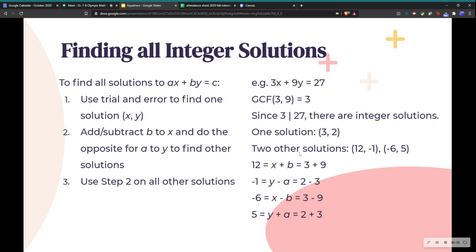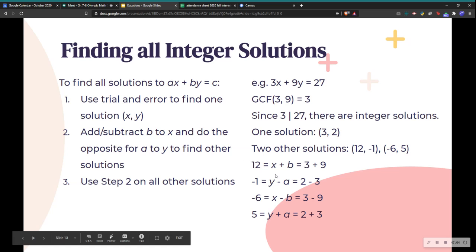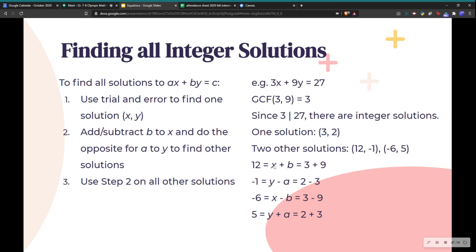Here we can use step 2 to get two other solutions. One solution is 12, negative 1. The other solution is negative 6, 5. And here I show the steps of how I got those numbers. So 12 would equal x plus b. x is 3, the 3 over here. b is the coefficient of the y, which is 9. So we have 3 plus 9, that gives you 12. Negative 1 is the y for this solution. That's equal to y minus a. y would be 2 from here, and a is the coefficient of x, which is 3. So 2 minus 3 gives you negative 1.